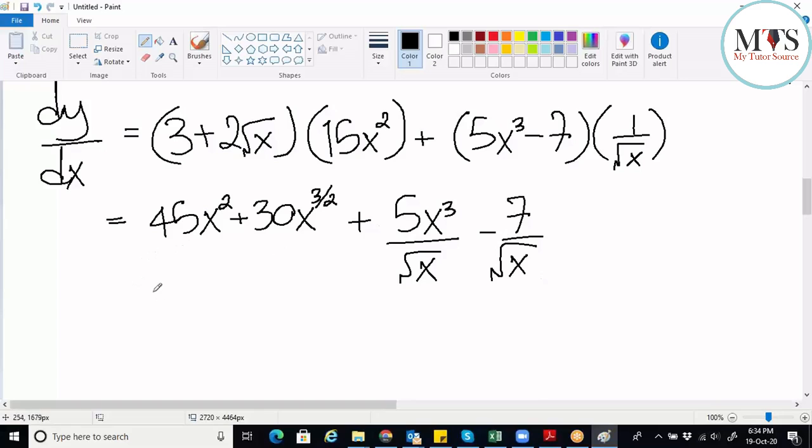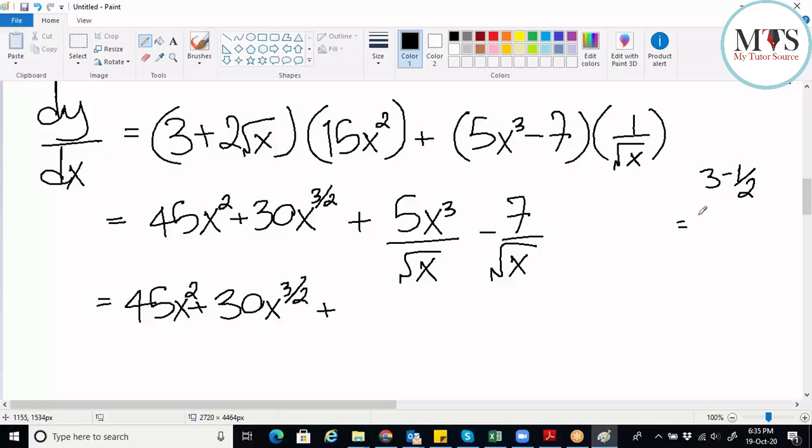So let's go ahead and simplify this as well. 45x squared will stay as it is. 30x to the power 3 over 2 will stay as it is for the time being. And this is going to be 3 minus 1 over 2, that's 5 over 2. This will be 6 minus 1 over 2, that's 5 over 2. So this will be 5x to the power 5 over 2, and then minus 7x to the power negative 1 over 2.